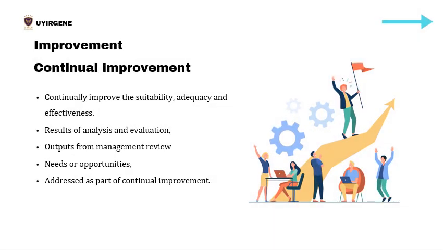Continual improvement. The organization shall continually improve the suitability, adequacy and effectiveness of the quality management system. The organization shall consider the results of analysis and evaluation, and the outputs from management review, to determine if there are needs or opportunities that shall be addressed as part of continual improvement.